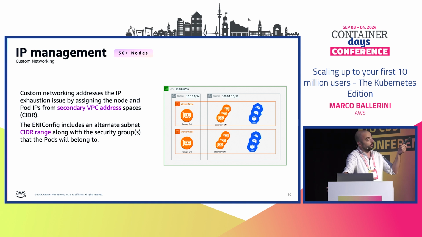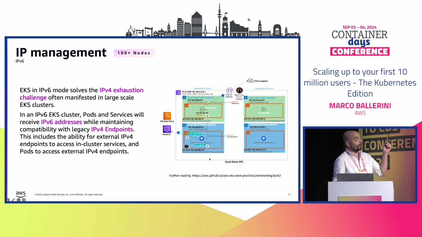And you can have the primary interface, so the nodes, in your routable space, so your 10 dot or your 172 dots. And at the same time, have hundreds and hundreds of containers running on the secondary CIDR without using much space. So this is the interesting one.